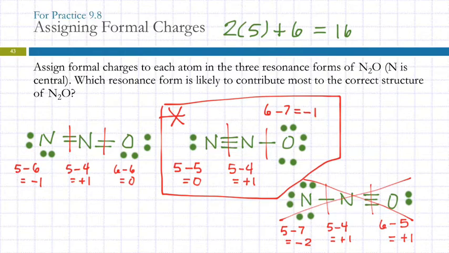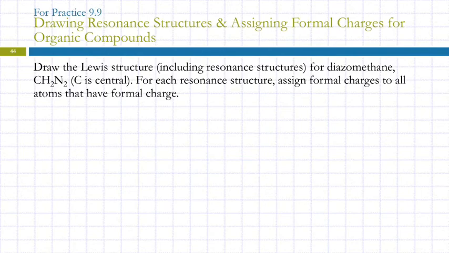Any other questions? Okay. Draw the Lewis structure, including resonance structures, for diazomethane, CH2N2. And we're told that carbon is central. For each resonance structure, assign formal charges to all atoms that have formal charge. So what that means is if it has a zero formal charge, we don't have to write that in.